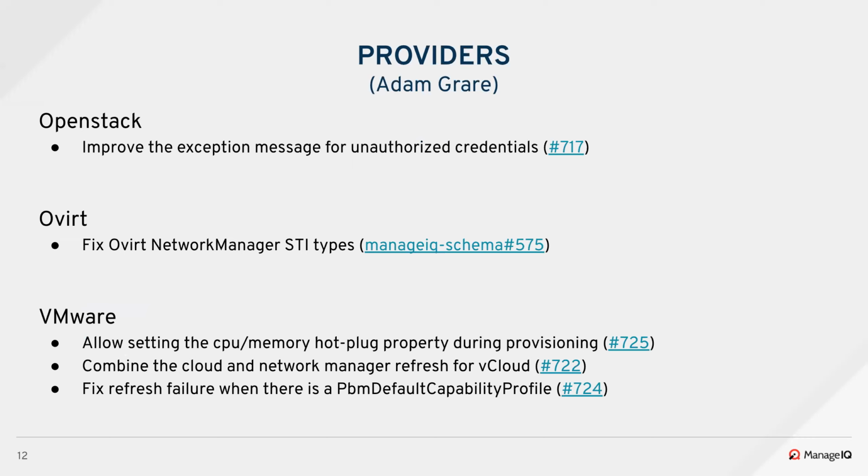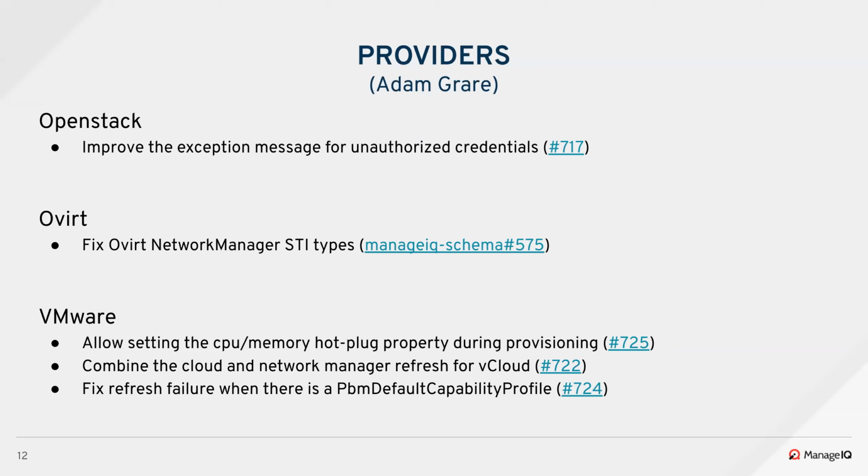For OpenStack, we improved the exception message if you add credentials which return a 401 unauthorized. Previously, the error message indicated that either the username or password was incorrect, but it's actually possible to have a bunch of other things cause that error. For example, the domain ID could be wrong. So it was misleading, indicating to the user that either their username or password was wrong when it could be a few other things. So we made that error message a little bit more general.